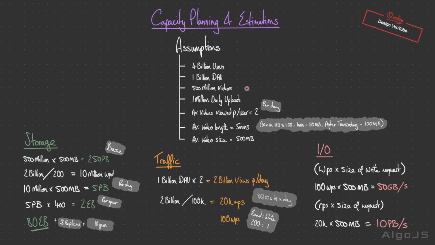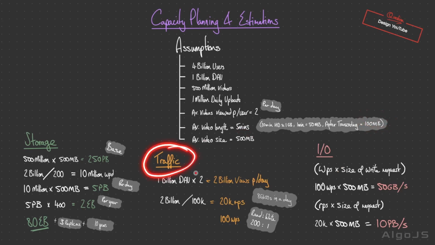There are 500 million videos, which is a modest amount. 1 million daily uploads. Average videos viewed per user is equal to 2, and this is per day. Average video length is 5 minutes. So 20 minutes of HD equates to around 1 gigabyte, which equates to 1 minute being 50 megabytes. And then after transcoding, say this is roughly 100 megabytes. So based on that information, the average video size is going to be 500 megabytes, 100 megabytes times 5, because we're looking at 5 minutes here.